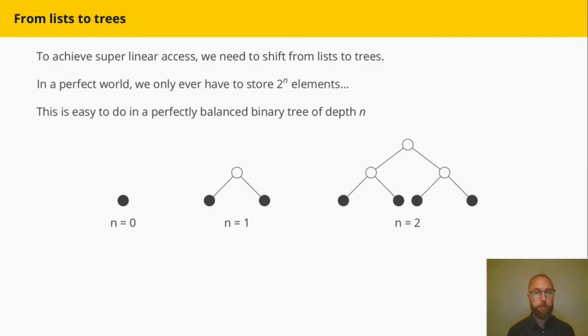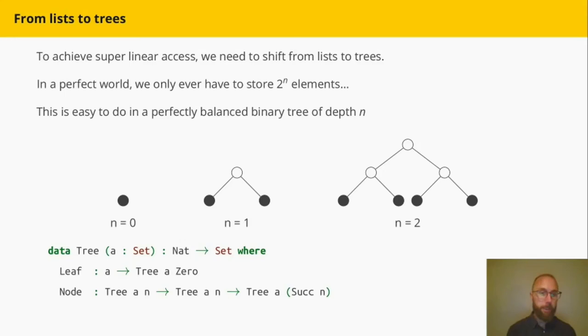If I want to write this in Agda, I can define a little data type for my trees indexed by a natural number corresponding to the depth of the tree. So I can have a leaf which stores an element of type A and has depth 0, or I can have a node which has 2 subtrees of equal depth and then returns a tree which is 1 deeper.